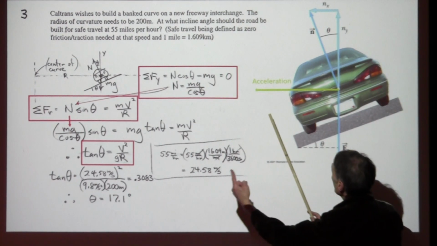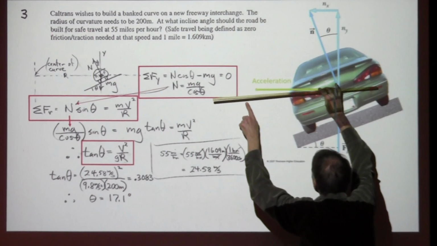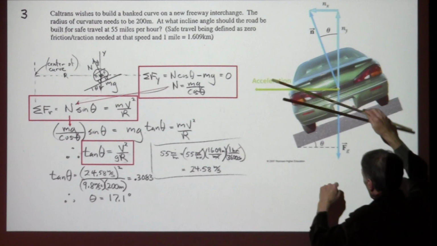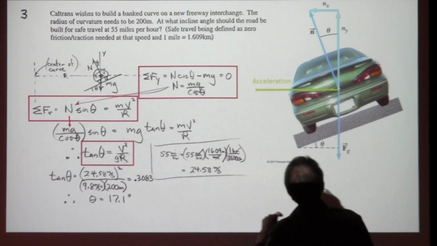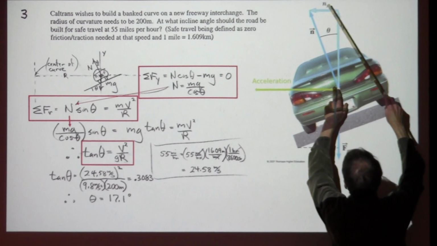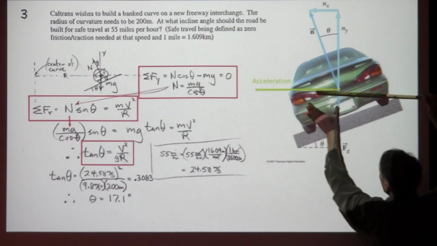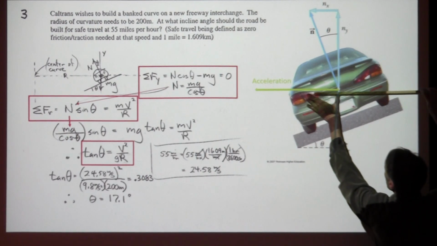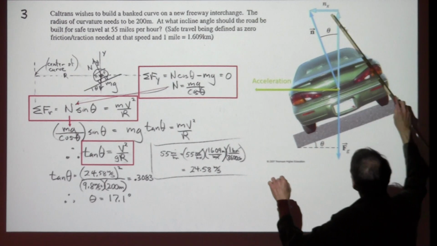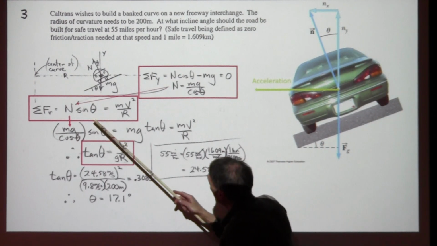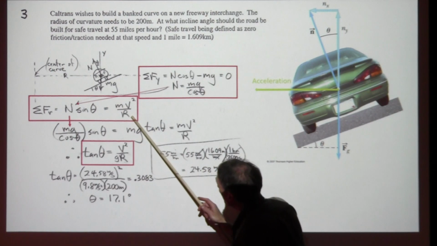Then we look at the radial direction. This is what I need: acceleration into the center so I can make that curve. Of the forces in the radial direction, I really only have one. I've got the normal force, the n sub r component, coming into the center, and that should be n times the sine of theta. And that should be equal to ma, or mv squared over r.